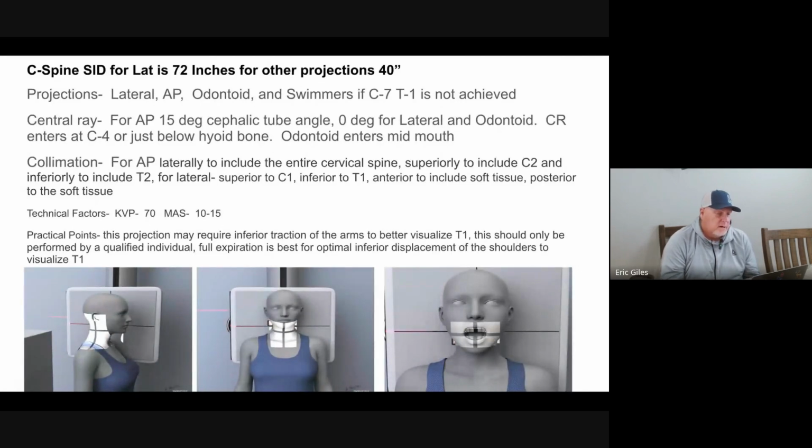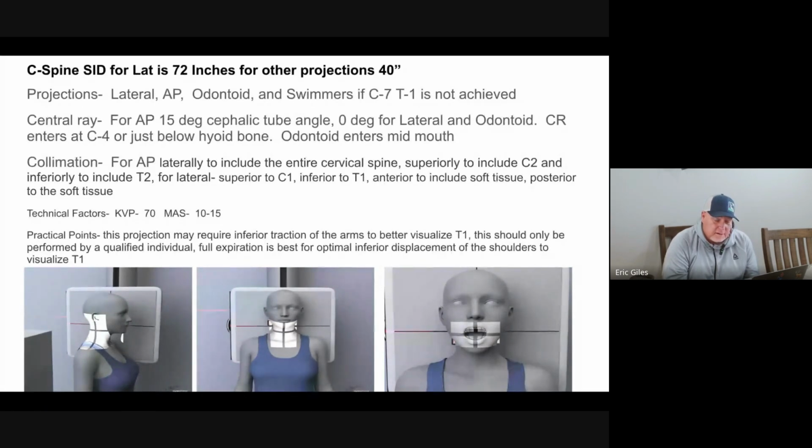I always shoot my lateral first, just because it is at 72 inches, and then I can bring my tube into 40 inches for the last 2 or 3 pictures. So, center ray for the AP, you're going to angle your tube 15 degrees cephalic, or towards the head, and your center ray is going to be right at C4, or right below the Adam's apple, or the hyoid bone. Your center ray for the odontoid picture, the bottom right one, is right into the open mouth.